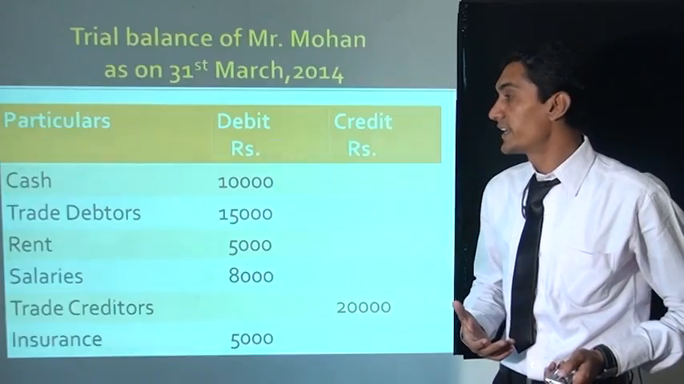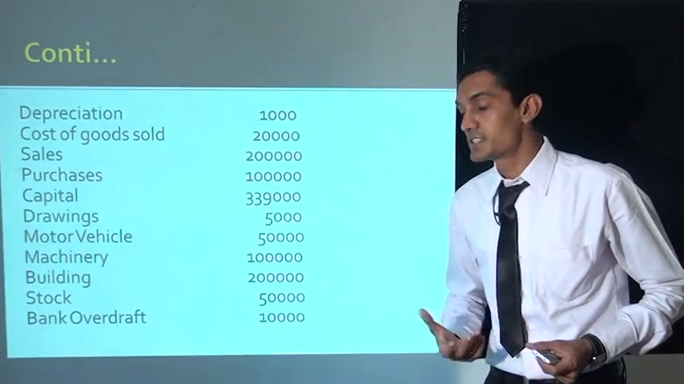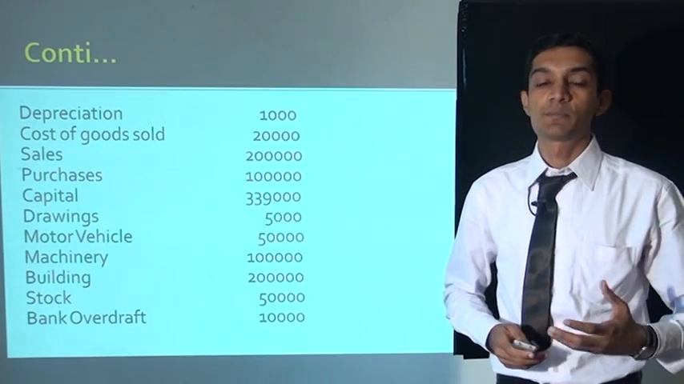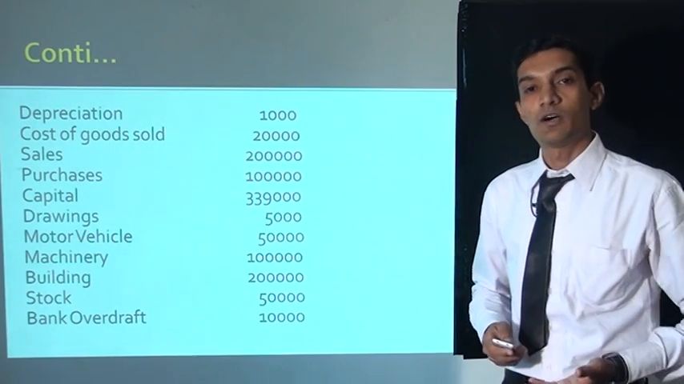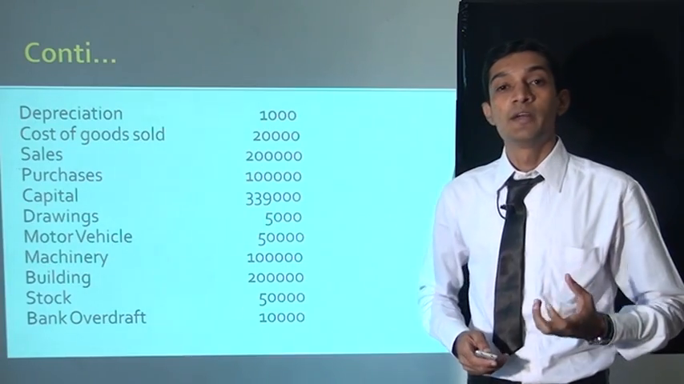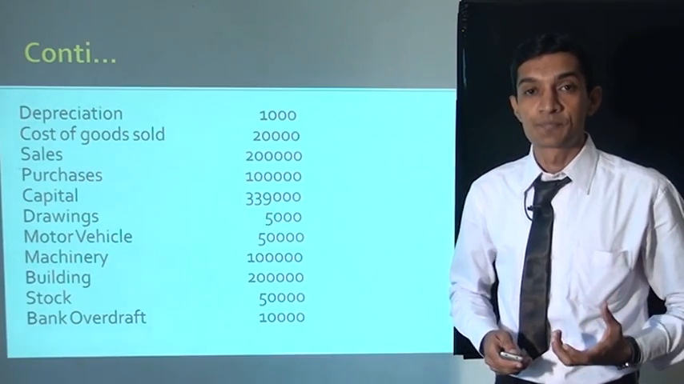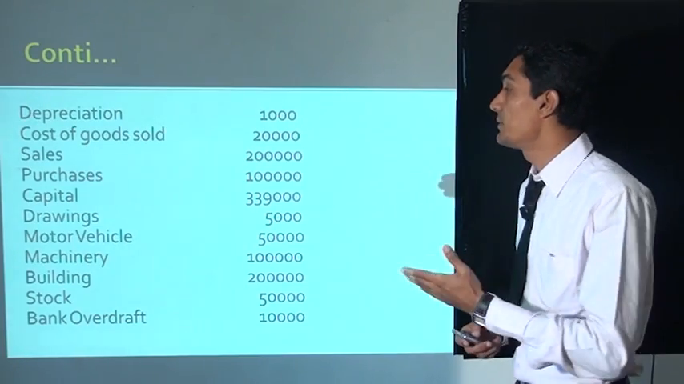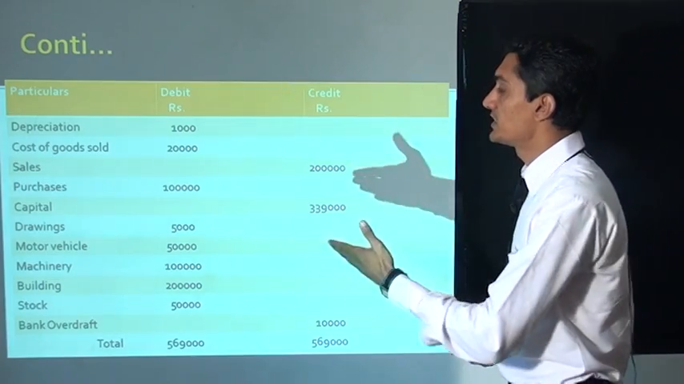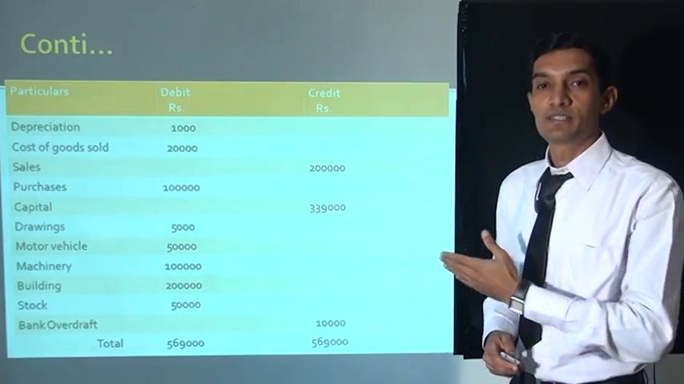Now what is the next transaction? Purchases. What is purchases? We have already discussed that. We are purchasing raw material for our business. So in that situation purchases is our expense. So in the trial balance purchases comes under the debit side. Purchases, 1 lakh rupees, debit side.